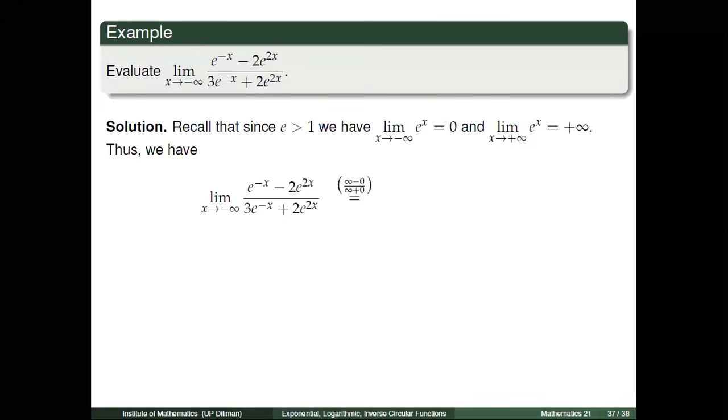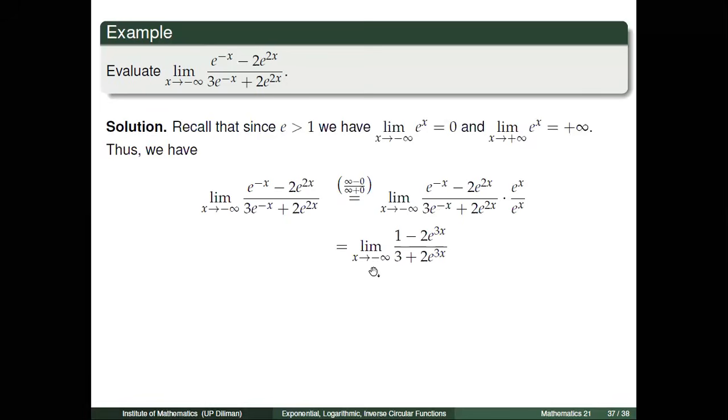And again, to remove the indeterminacy, we remove the cause of the infinitude in the denominator. In this case, it is e to the negative x, which becomes infinite. So we will multiply and divide by its reciprocal. So we multiply and divide by e to the x, and then distribute. Okay, we obtain the limit of 1 minus 2 times e to the 3x all over 3 plus 2 times e to the 3x.